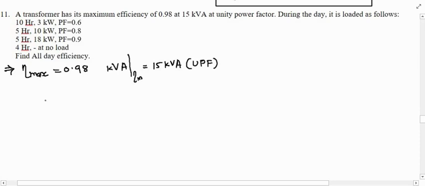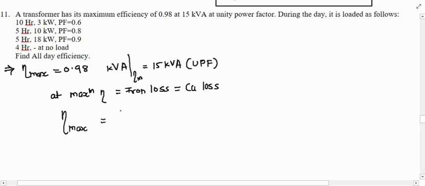So at maximum efficiency, we have studied that my iron loss equals copper loss, or my constant loss equals the variable loss. So what is the maximum efficiency? Maximum efficiency is nothing but output upon output plus iron loss and copper loss. But my iron loss and copper loss are both the same. So I will write here 2 into Pi, that is 2 times the iron loss, because my copper loss is also equal to iron loss.